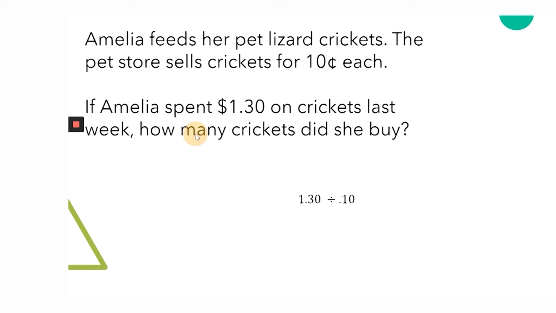Okay, here's the expression. 1 and 30 hundredths divided by 10 hundredths, or you can think of it as money, $1.30 divided by 10 cents, right? So how many dimes are there if you have $1.30? Well, in $1, how many dimes? In $1, there are 10 dimes, and then in 30 cents, there'd be 3 dimes. So 10 dimes plus 3 dimes, that's 13 dimes. So 1 and 30 hundredths divided by 10 hundredths, that's 13 crickets that Amelia bought that week.